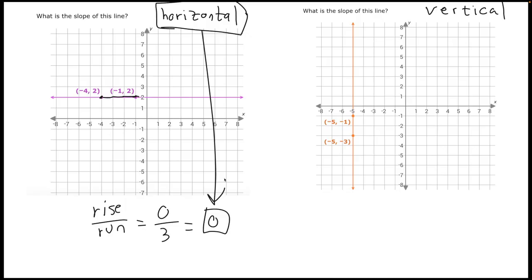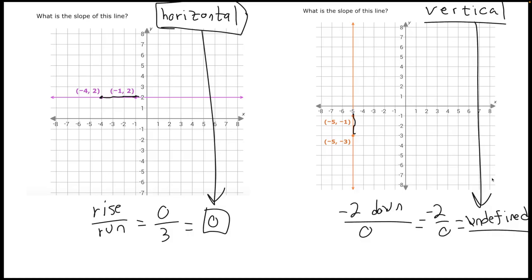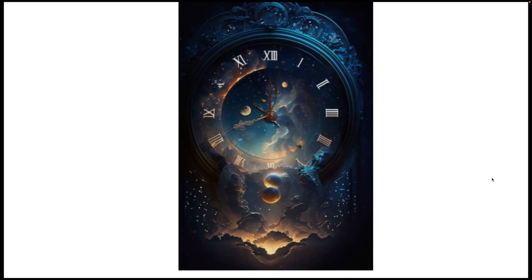For a vertical line, we would go 1, 2 down. So this is 2 down. And then how far left or right do we go? Well, we don't go left or right, so it's just a 0. Negative 2 divided by 0, and anything divided by 0 is undefined. For any vertical line, the slope is always undefined. You can do the rise over run, but we need to know that horizontal is 0, vertical is undefined.